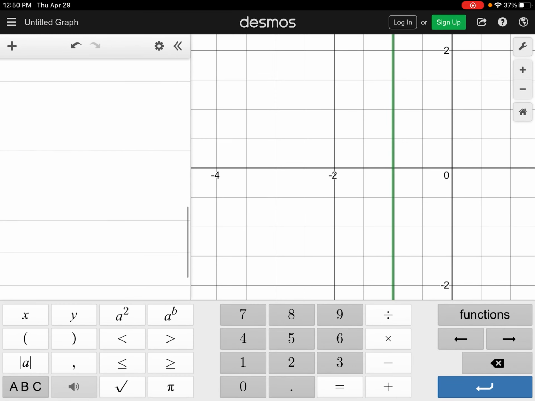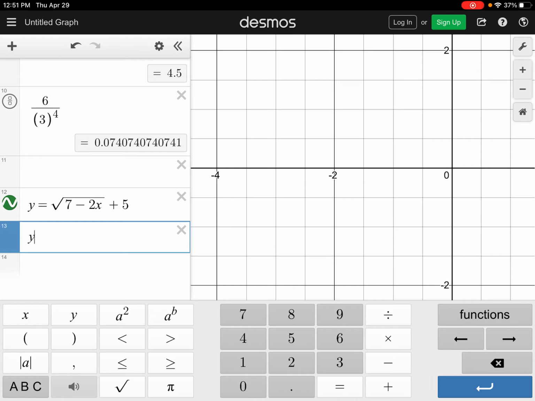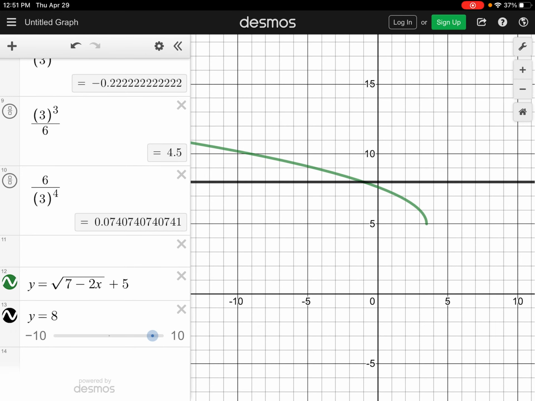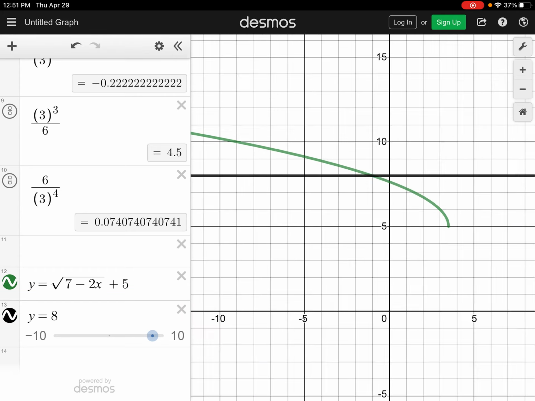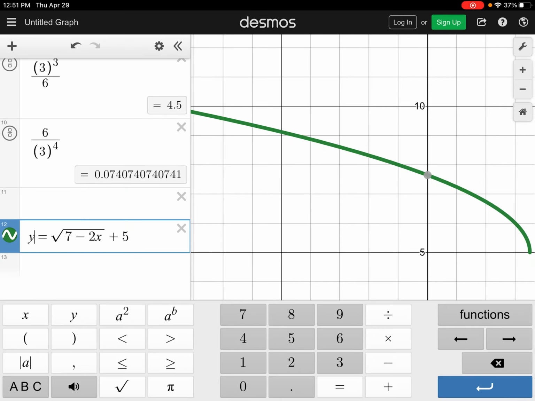So Desmos, let's go down. So we should have y equals. I should also have that in there. We have y equals and y equals. What this does is it sets them equal. If y equals square root and y equals 8, then they've got to be equal to each other. You look where they intersect. The x is what we're looking for. The x value is -1. There's your answer.